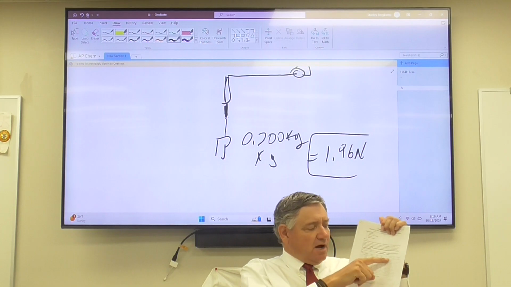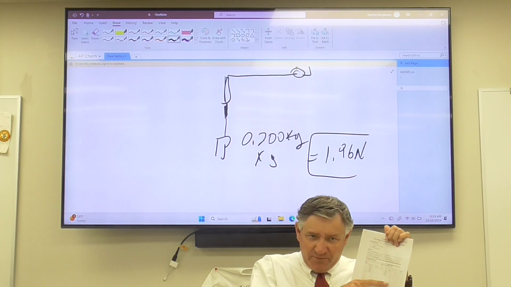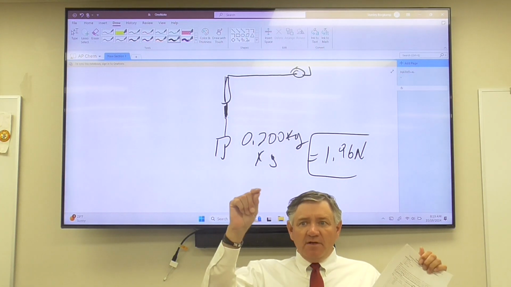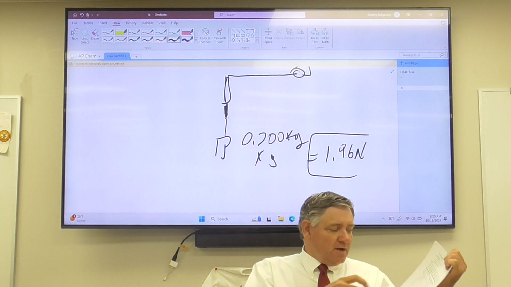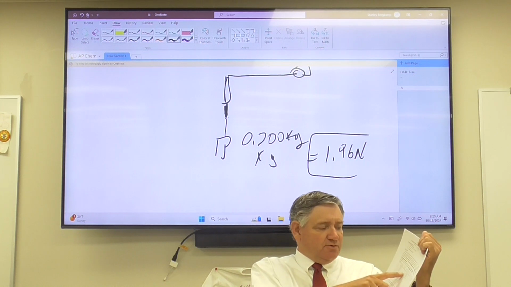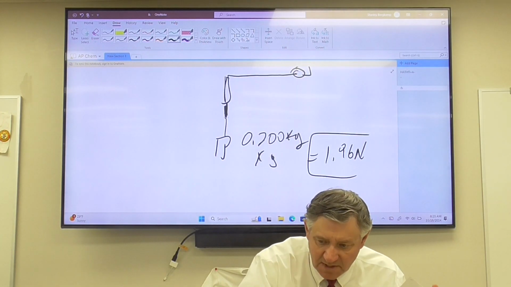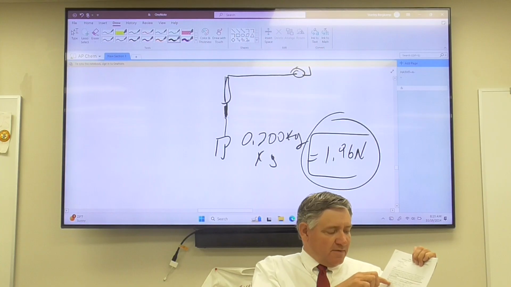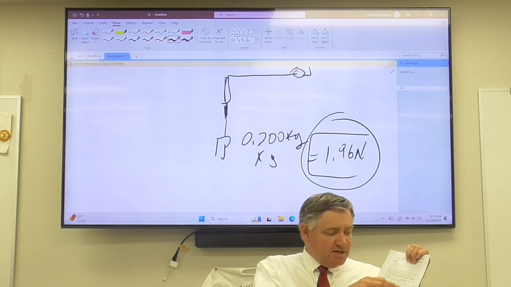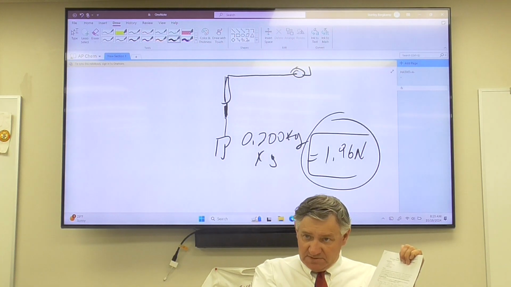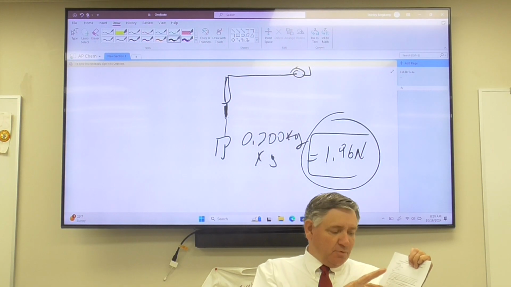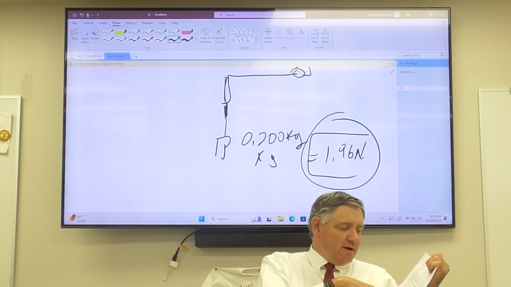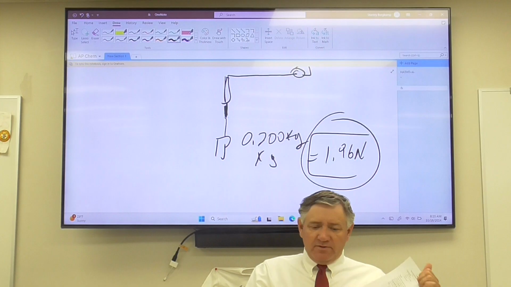So on this first column, where it says centripetal force, we're going to let that be the weight of whatever is hanging down. On trial 2, where it says centripetal force, I'm going to put down 1.96 newtons. The hanging mass times g gives you the centripetal force. If it's 0.1, that's going to be 0.98. 0.2, 1.96.